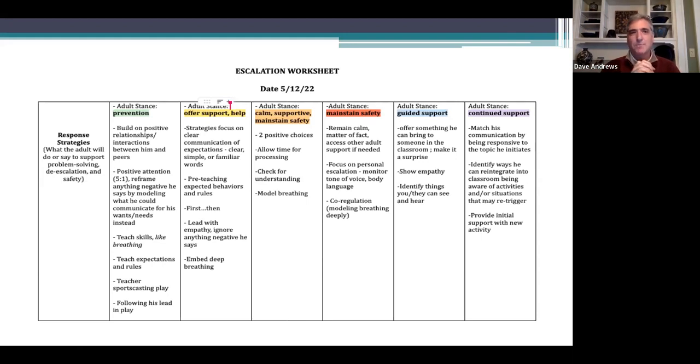So these are really important pieces that educational teams want to know, and the partnership that you're going to form, or have formed, or will form with your education team starts with this kind of thinking about the escalation cycle. What works? What doesn't work? What triggers my child is what doesn't work, possibly. So that's some things to think about.